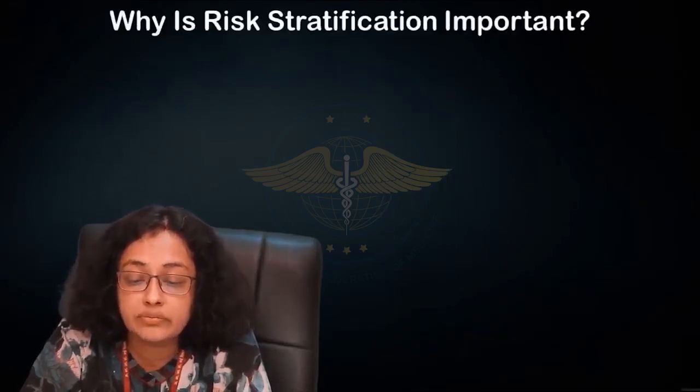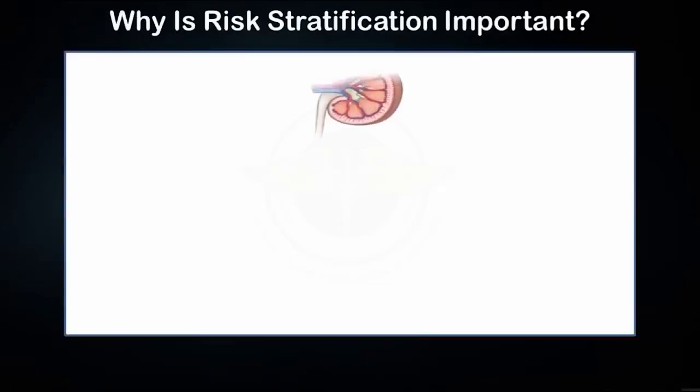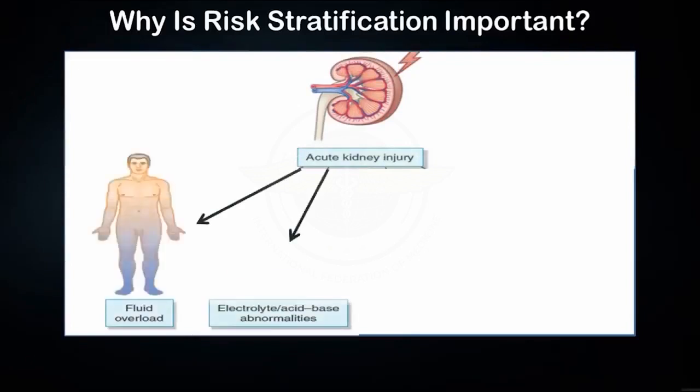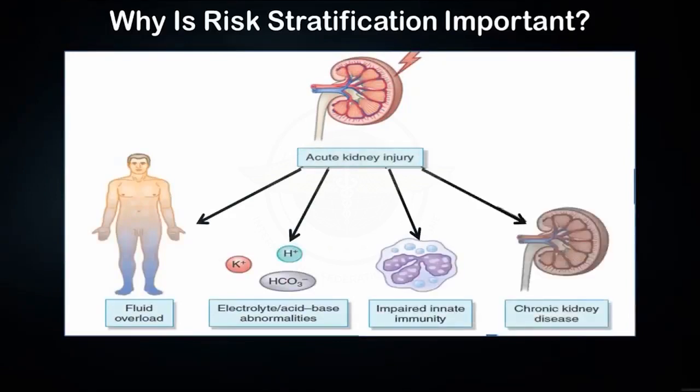So why is risk stratification important? Because a patient with acute kidney injury has many complications. He may have fluid overload, he may have electrolyte or acid-base abnormalities, he may even have impaired immunity, and finally, patients with AKI may progress to chronic kidney disease. And as we saw earlier, AKI in any condition increases the risk of mortality.